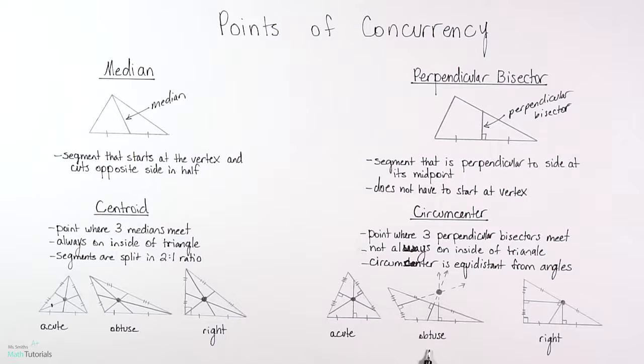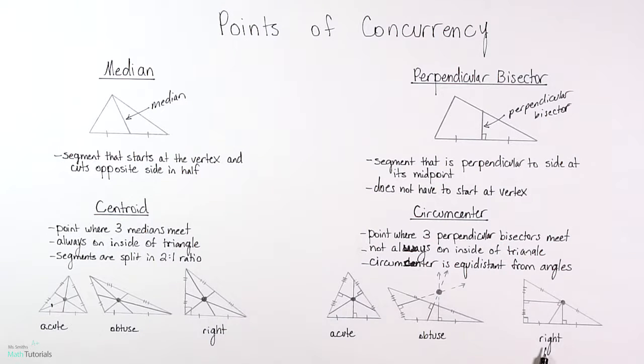But if we had an obtuse triangle, notice I've got a perpendicular bisector here, here, and here. We would actually have to extend those bisectors. Notice I've done that with these dashed lines. We would have to extend them beyond the triangle to see where they intersect. And in this case, it occurs outside of the triangle.